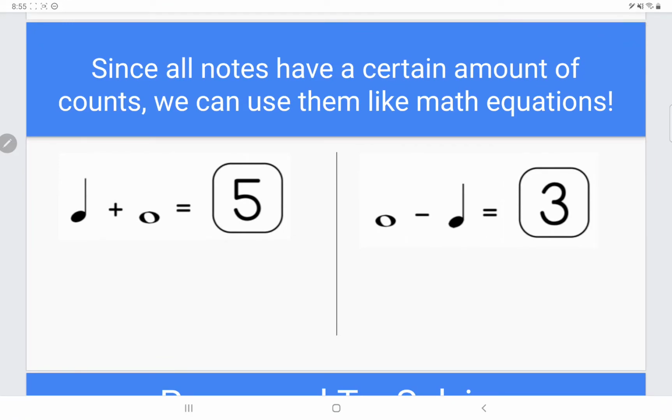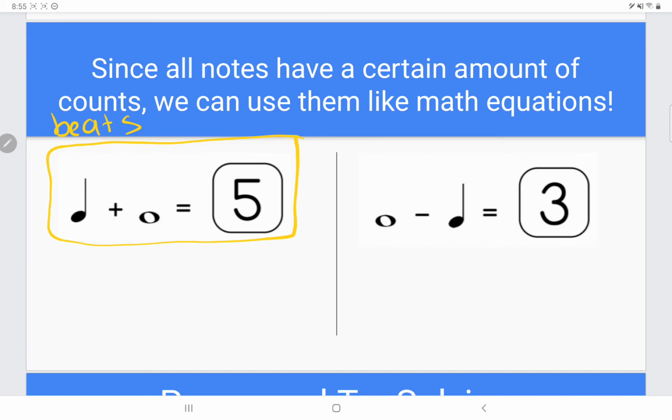All right, scholars, so since all notes have a certain amount of counts or a certain amount of beats, beats is another way that you can say counts, we can use them like math equations. So if you're looking down here at this first equation, you can see I have a quarter note plus a whole note.